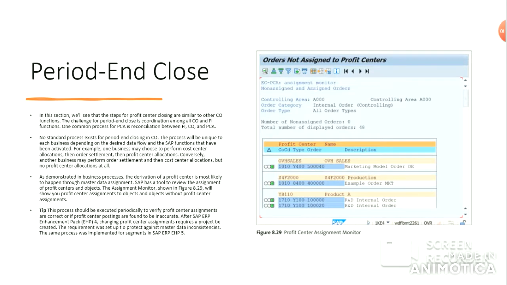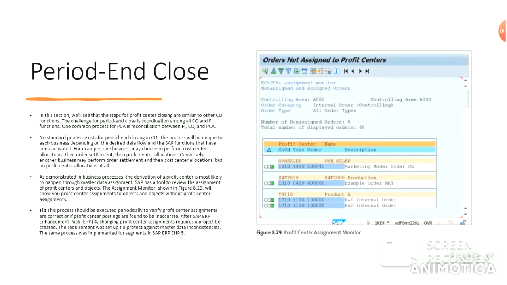Period and close. In this section, we will see that the steps for profit center closing are similar to other CO functions. The challenge for period and close is coordination among all CO and FI functions. One common process for profit center accounting is reconciliation between FI, CO and PCA.